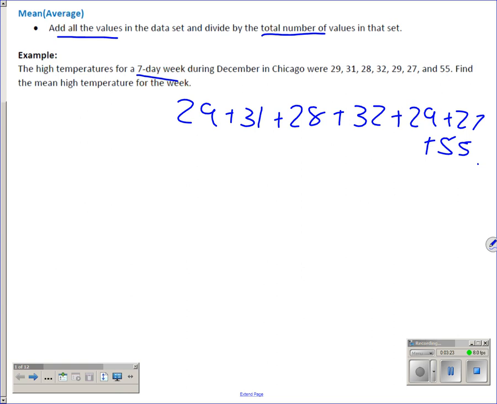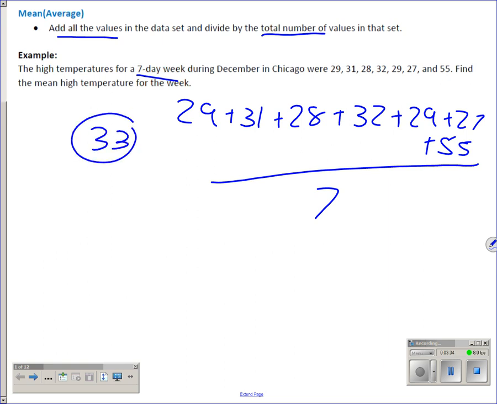Hey, add the 7 numbers and divide by what? You guys are smart. Somebody already do it. 33. So if I get the mean, then I can make an assumption, say, majority of my data should be around 33 degrees. And that's kind of the idea of what the mean is. So, any questions on that?